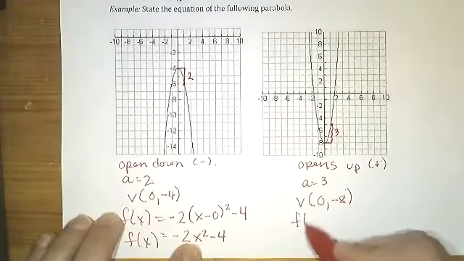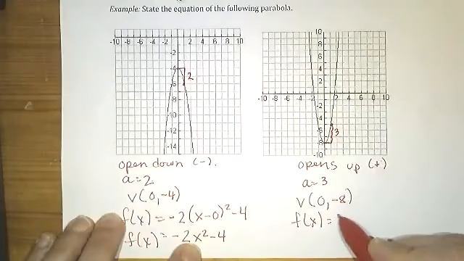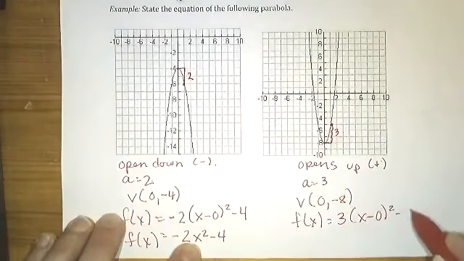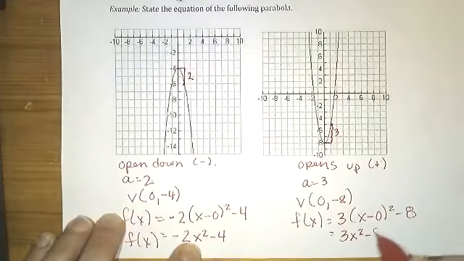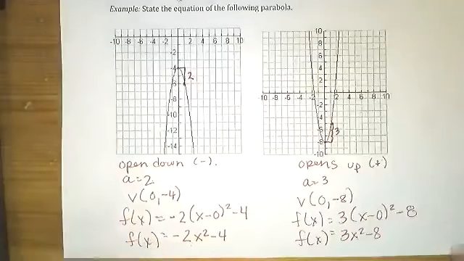Substituting those into the equation, f of x will be equal to, it's a positive, so we don't write the positive. Our A value is 3, H value is 0, and our K value is -8. And once again, writing that in the most simplified form would be this equation. And that is our lesson on how to write equations from the parabola.